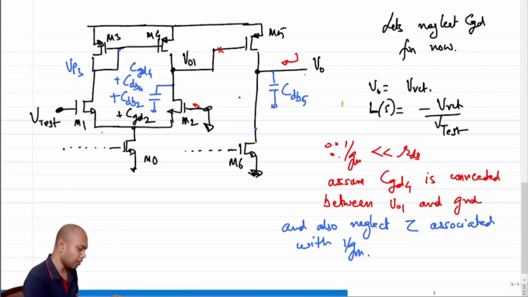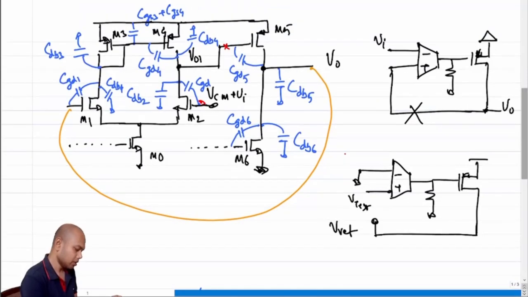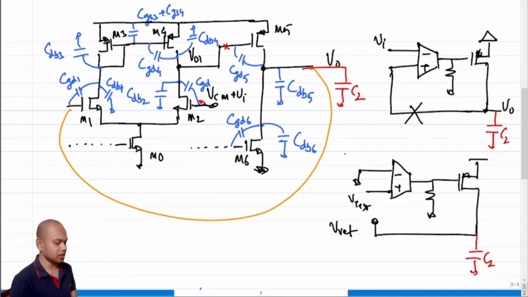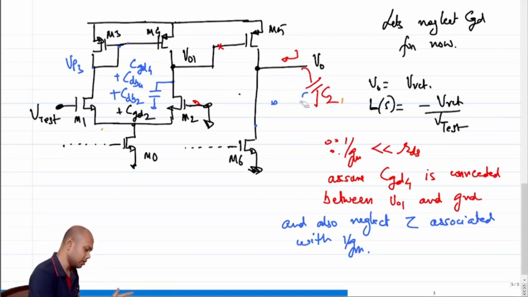will be driving some capacitive load. Let me call it C2, right? So I'll be driving some capacitance C2, and in general the order of magnitude of C2 should be much higher than the internal capacitance of the op amp, right? In general, not always, but in general, so we can basically neglect whatever other capacitances are associated with the node, right? So we'll just simply say that the total capacitance at this node is C2.